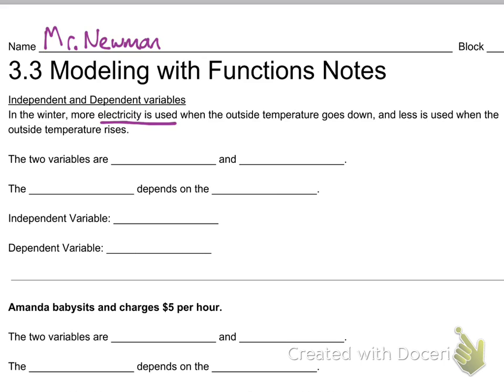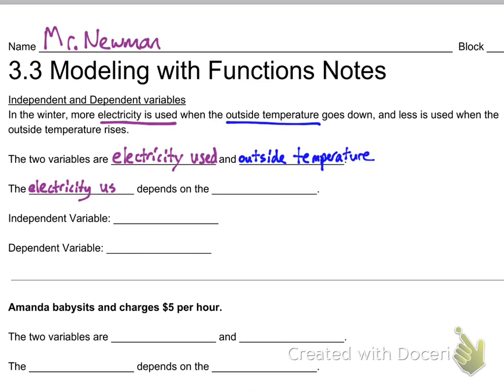Well, we have two variables, the things that are changing: electricity used and the temperature. The first thing you always want to do is identify your two variables. That's what's changing. Then we need to fill out the sentence: the blank depends on the blank. One of those variables depends on the other variable. So which is it? Well, the electricity used depends on the temperature. If the temperature changes, then because of that, the electricity changes.